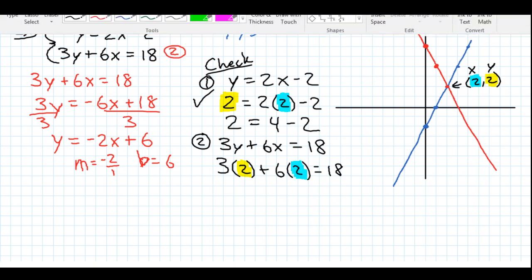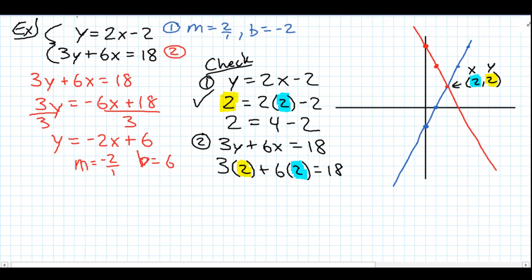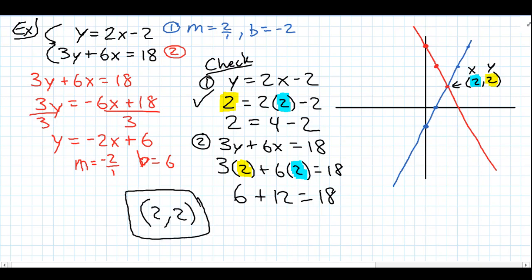Go ahead and simplify and see that this actually is a true statement thanks to this pair right here. So you end up with 6 plus 12. It does equal 18. So the answer for this system of equations is the ordered pair 2 comma 2. And that's it, guys.